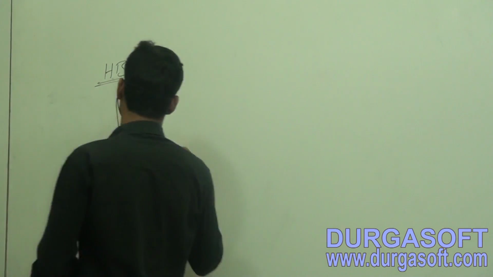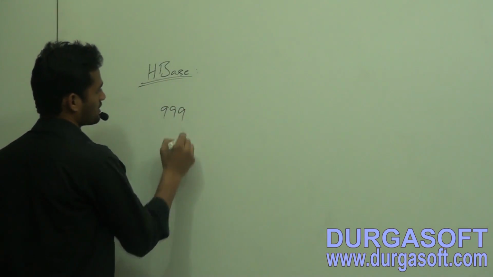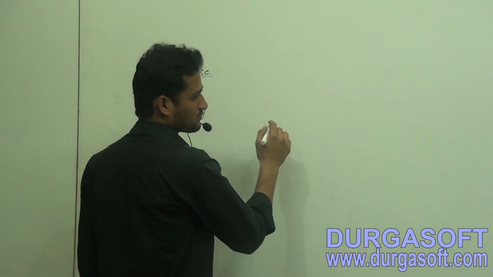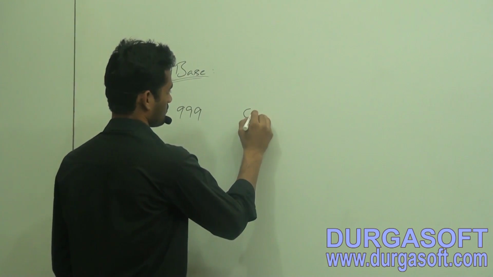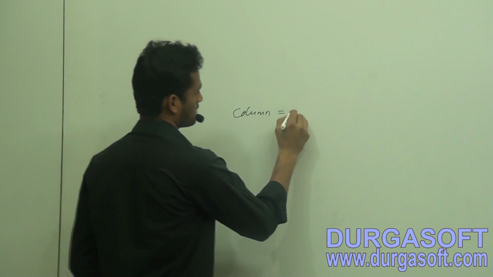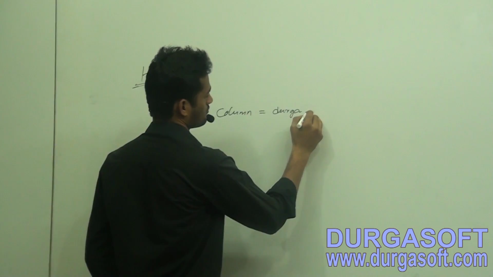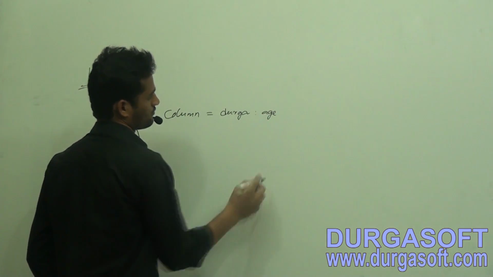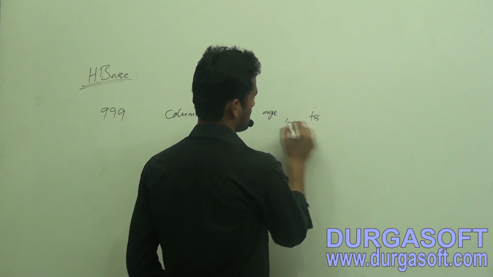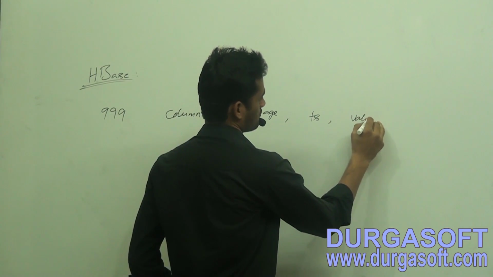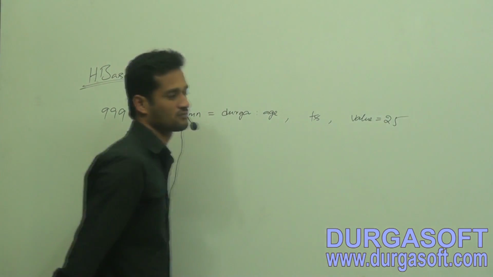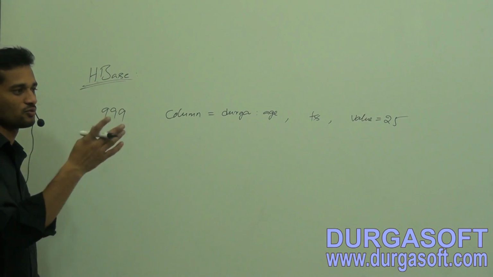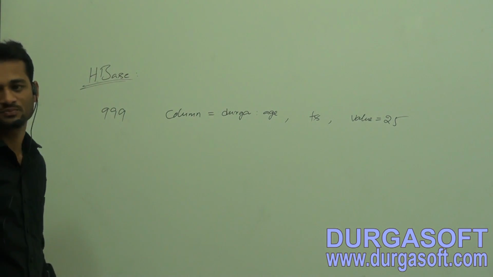So line, what is it giving? What is it giving? 999. Tell me that. Come on. 999 column, right? Durga age, timestamp, age 25. Okay, what is it? It's the previous ID's zip it is.